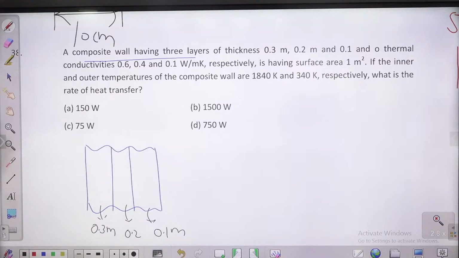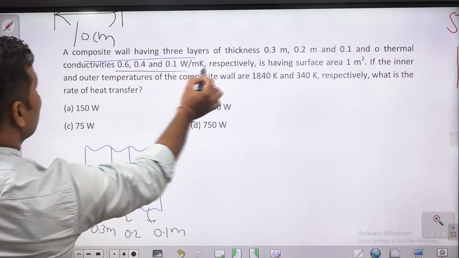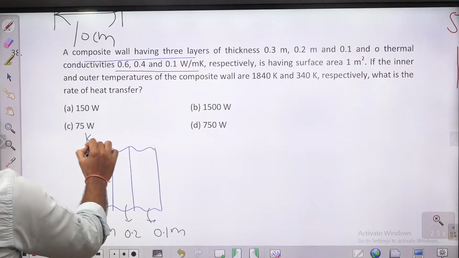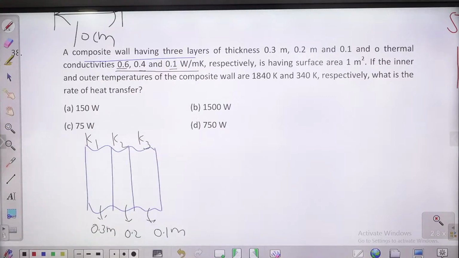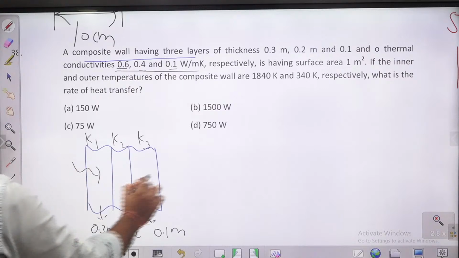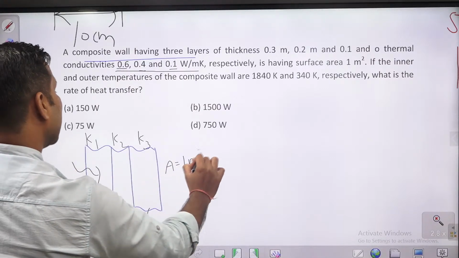And thermal conductivities are in this. These are the thermal conductivities K1, K2, K3, all are given. So this is K1, this is K2, this is K3. What is the surface area of all of them, children? Area is 1 meter square.